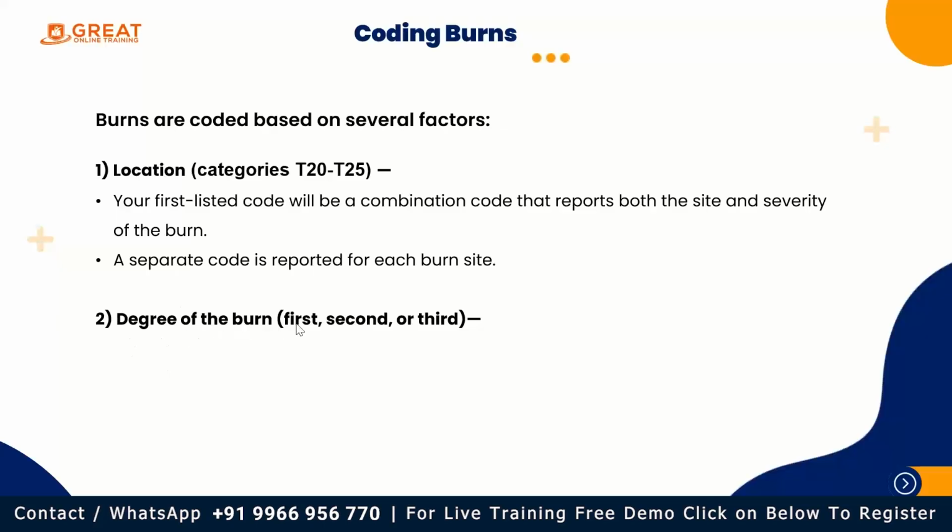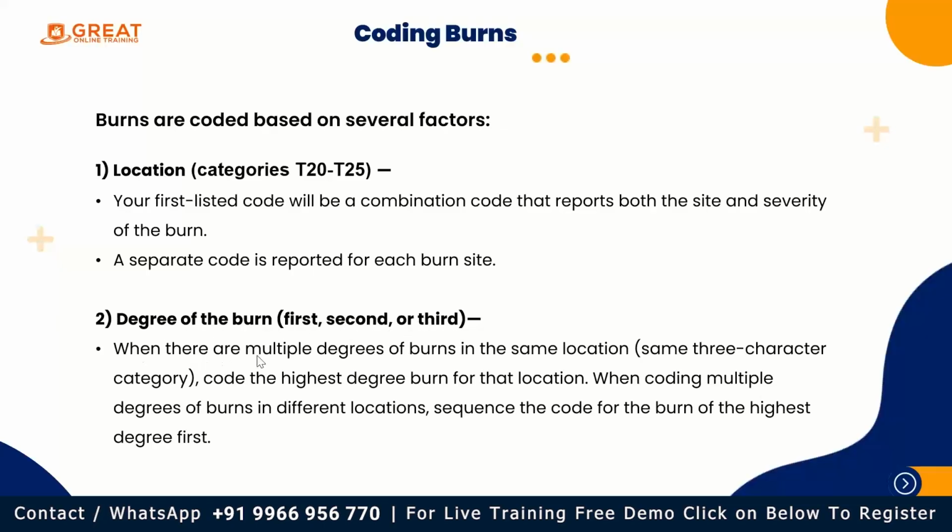Next, degree of the burn: first, second, or third. When there are multiple degrees of burns in the same location, same 3 character category, like T20 or T25, code the highest degree burn for that location. When coding multiple degrees of burns in different locations, sequence the code for the burn of the highest degree first. In case of sequencing, you have to sequence the highest degree burn first. And if multiple burns of the same site are there, in that case also you use the code for the highest degree burn only.